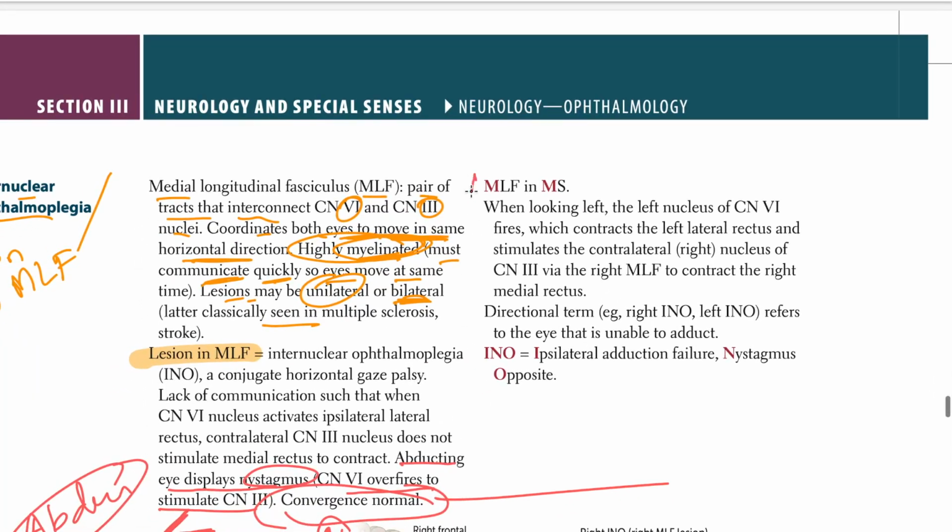So looking here, MLF is an MS, multiple sclerosis. When looking towards the left, the nucleus of the CN6 fires, which contracts the lateral rectus and stimulates the contralateral right nucleus of the CN3, while the right MLF contracts the right medial rectus. So the directional term, right INO, left INO, refers to the eye that is unable to adduct. INO is the ipsilateral adduction failure. So that is a mnemonic here.